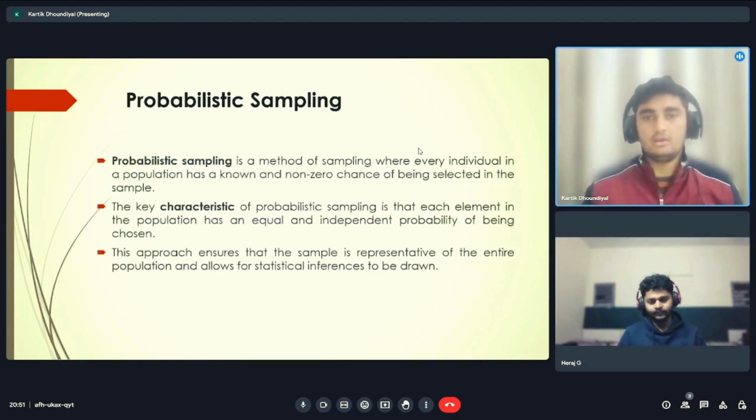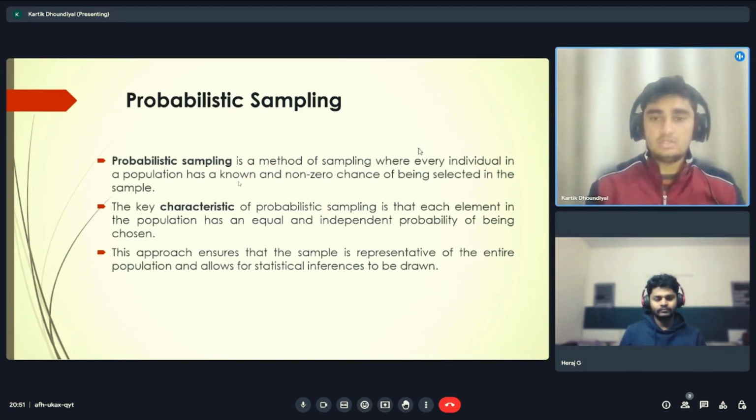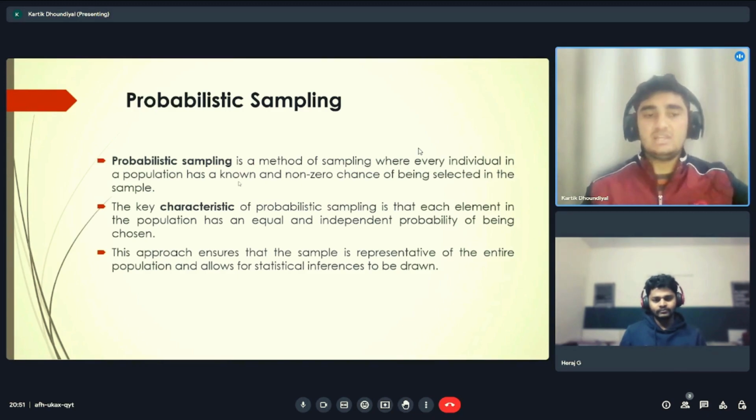Hello, everyone. Let's talk about probabilistic sampling. Probabilistic sampling is a method of sampling where every individual in a population has a non-zero chance of being selected in the sample. The key characteristic of probabilistic sampling is that each element in the population has an equal and independent probability of being chosen. This approach ensures that the sample is representative of the entire population and allows for statistical inference to be drawn.